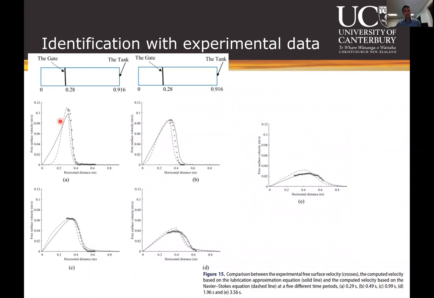Here we see what the velocity profiles look like. The symbols are the experiments, the solid line is the lubrication approximation, and the dashed line is the Navier-Stokes equation. And you see that in the regions where we have measurements, we've got a good match between the two.